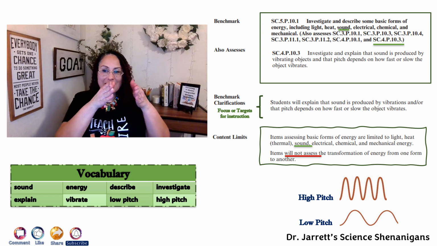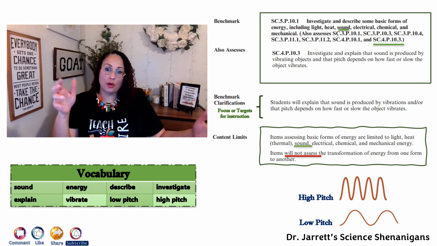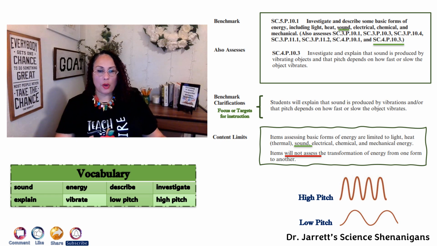Or you might just want to pick a section out of a video and only show them maybe a minute or two from a video that does go way beyond the scope of your benchmark, but it does have a good nugget in there. So you might just want to show them that small section and not the entire video. You also want them to label what would be a high pitch, what would be a low pitch, and then look at multiple choice questions that align to what this benchmark is actually asking the students to understand.